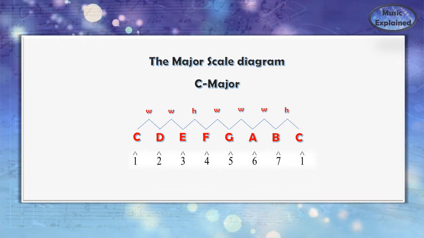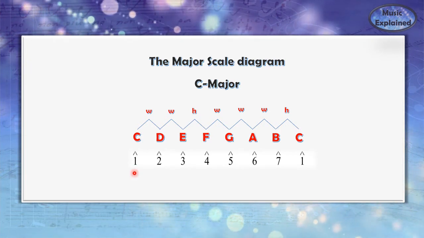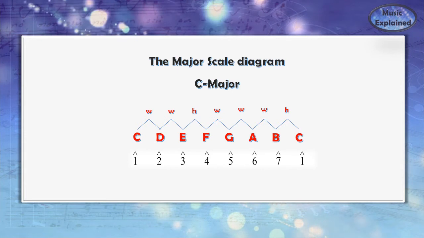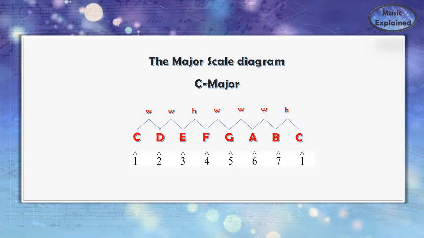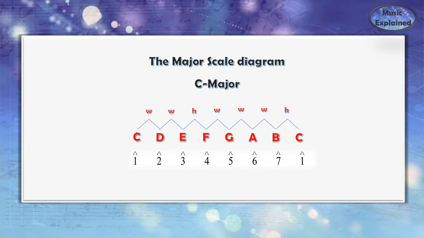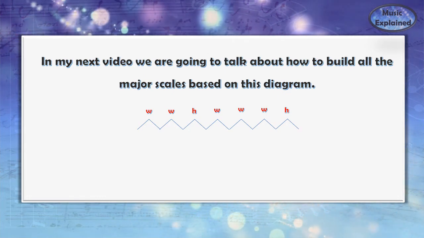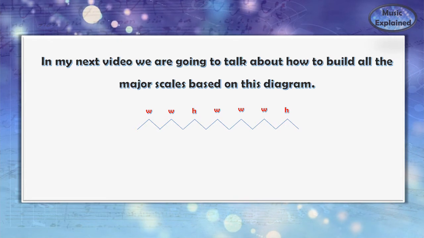Here they are with the scale degrees. Tonic, subdominant, and dominant are the most important ones. In my next video, we're going to talk about how to build all the major scales based on this diagram.